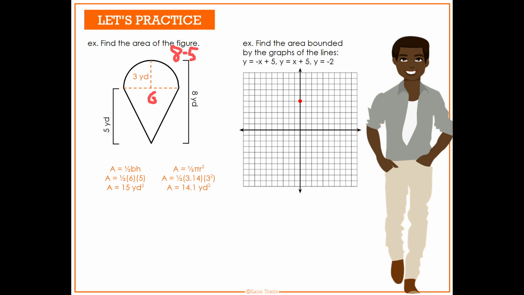Then we got to find the area of the semicircle. So 1/2 pi r squared. So 1/2 of 3.14 times 3 squared gives us 14.1. We add those together, we're going to get 29.1.